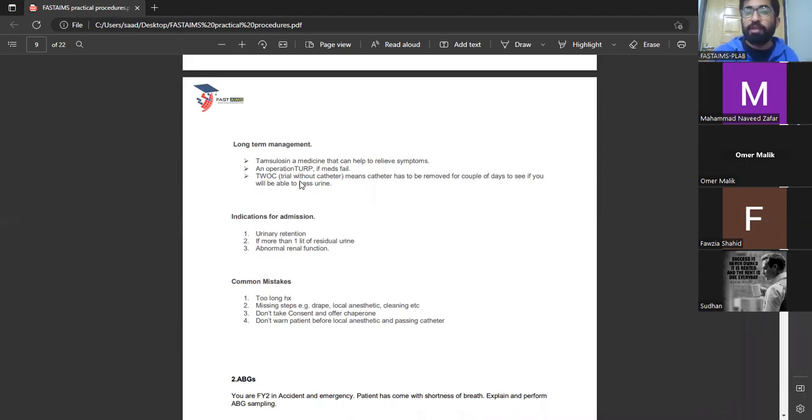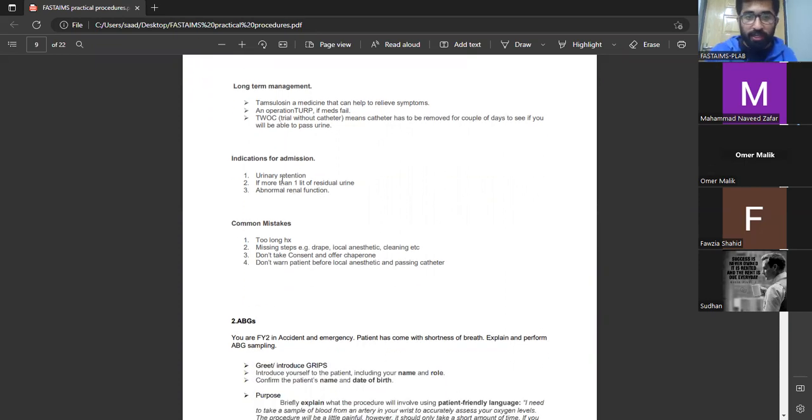And then a trial without catheter. What does it mean? It means that after 2 days, we will remove your catheter. We will see whether you are able to pass urine on your own or not. So this is the management, and there are some indications I have written here: urinary retention, more than 1 liter of residual volume in the bag, residual urine, and abnormal renal function. If any one of them is present, then you are going to admit. What's the indication here? There's urinary retention, so we are going to admit the patient.